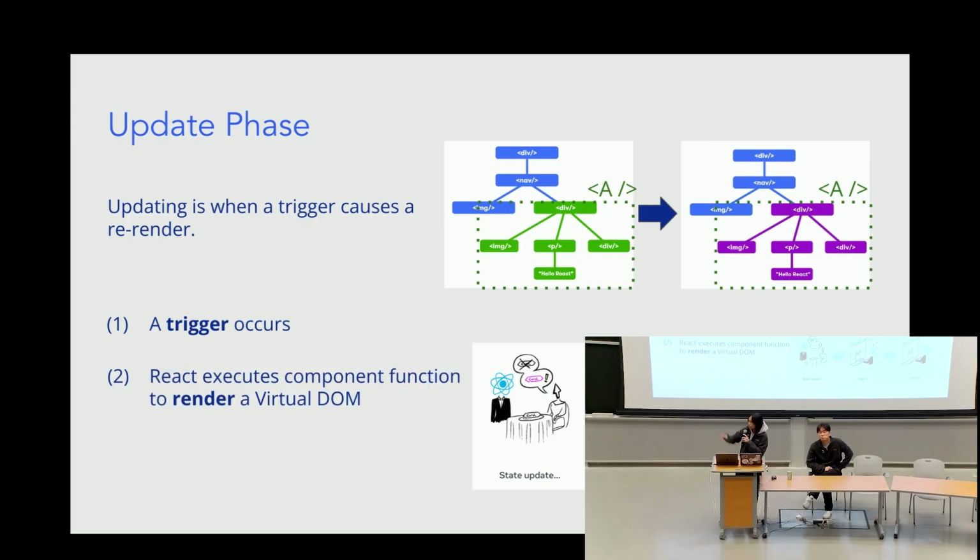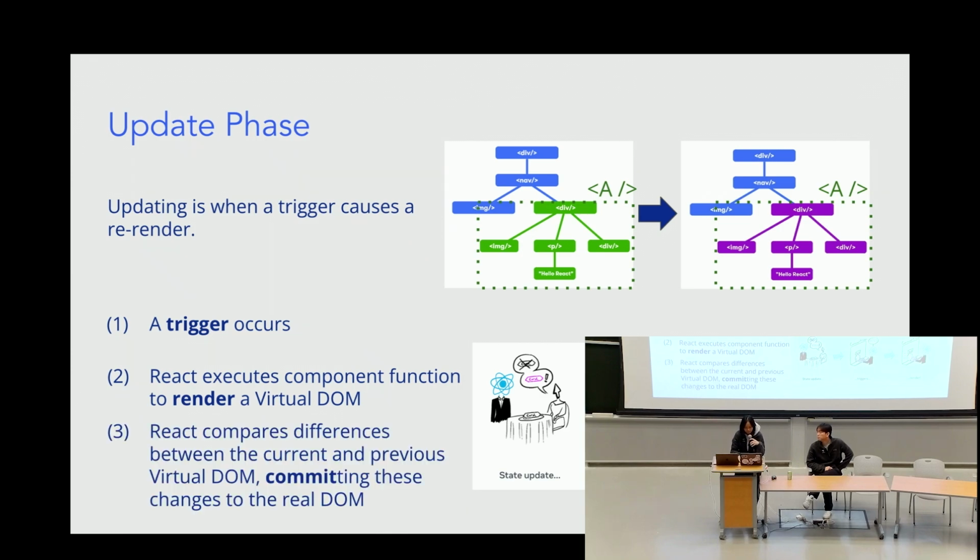Second, it does the same thing. It goes on to the render step. It executes all the code of the component function in JavaScript to render a virtual DOM. Then third, again, it compares the differences between this new DOM that it created with the previous virtual DOM, and then finds those differences and commits those differences to the actual DOM so we can actually see those rendered on our web page.